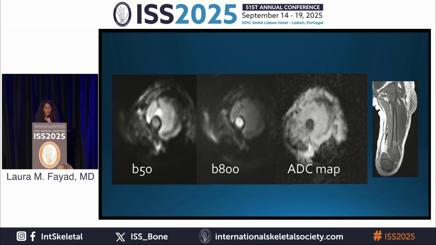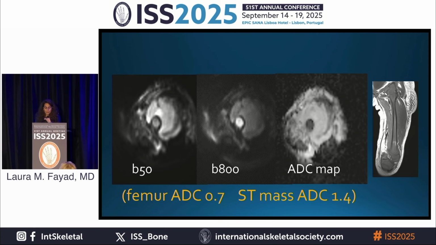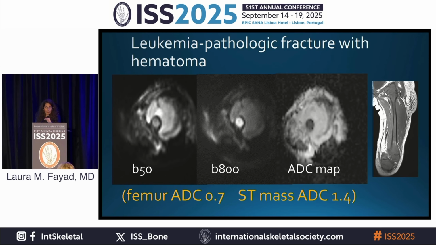Further down, you can compare the appearance of the bone marrow with the adjacent soft tissue mass in this patient around the fracture site. So could this be a malignant soft tissue mass or a hematoma? And you can see on the B800 versus B50 image, there's loss of signal on the soft tissue mass relative to the B50, but even more signal on the B800 compared with B50 in the bone marrow. And on the ADC map, you see restricted diffusion in the bone marrow, lack of restricted diffusion in the soft tissue mass. So now we can conclude we're dealing with a pathologic fracture with hematoma in this patient who has leukemia.